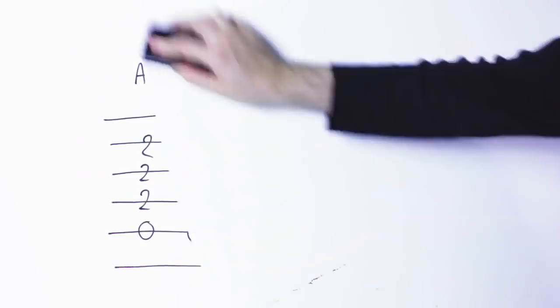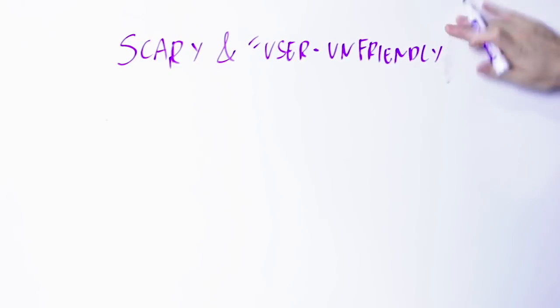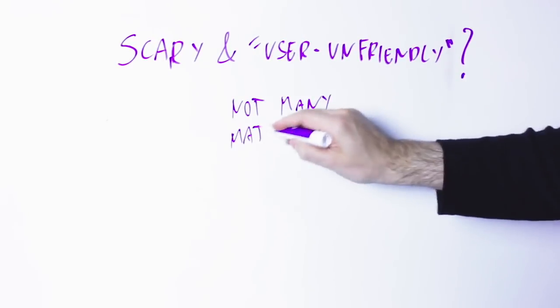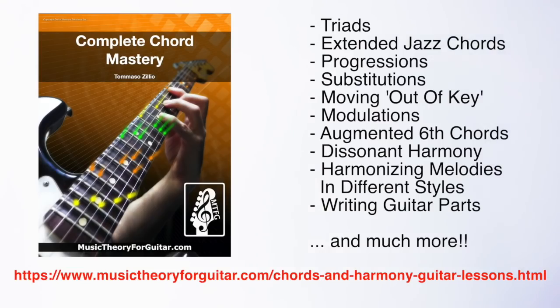Now, to some musicians, this scale may seem scary and user-unfriendly because there are several diminished and an augmented chord and not many major or minor triads in it. So, again, if you are not really fluent in your diminished and augmented chords, this scale may look difficult at first sight. But first of all, it's not really hard to learn those diminished and augmented triads, and if you need help, I have a course called Complete Chord Mastery that can help you with that.